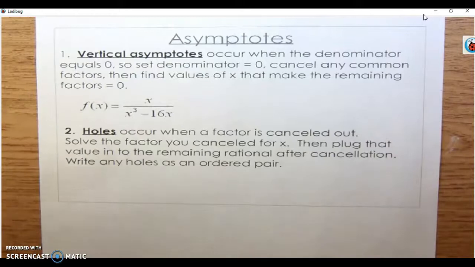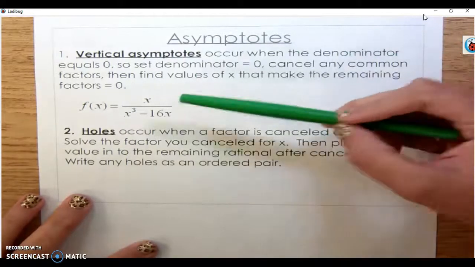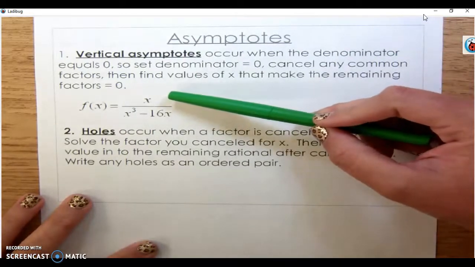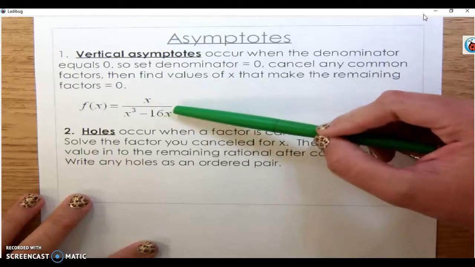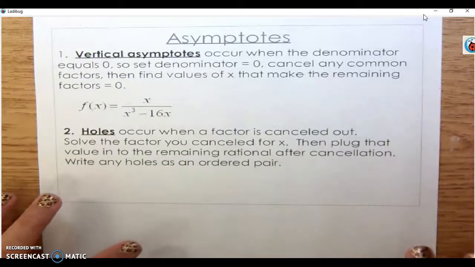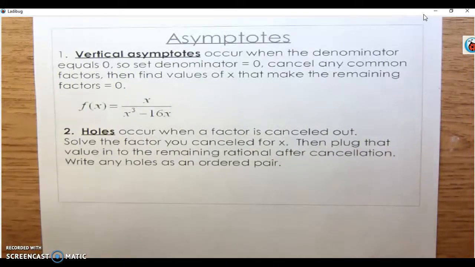So there's two types of asymptotes. We have horizontal asymptotes, vertical asymptotes, and then we're going to be taking a look at holes. And these are all properties that you see typically on a rational function. Just a reminder, a rational function is when you have a polynomial divided by a polynomial. So this is an example of a rational function. You also find these asymptotes in other graphs, but typically rational graphs have vertical asymptotes, holes, and horizontal asymptotes.